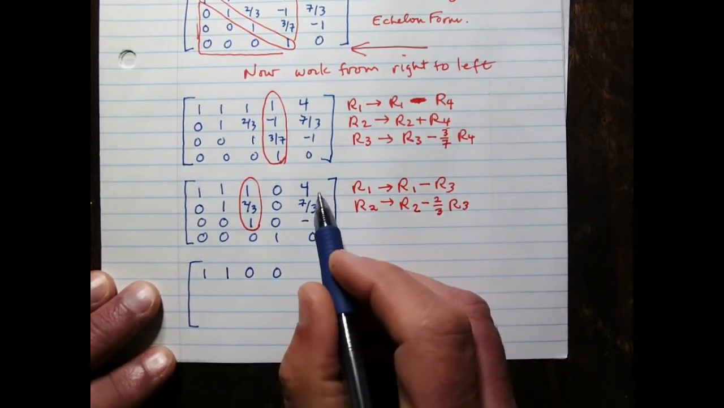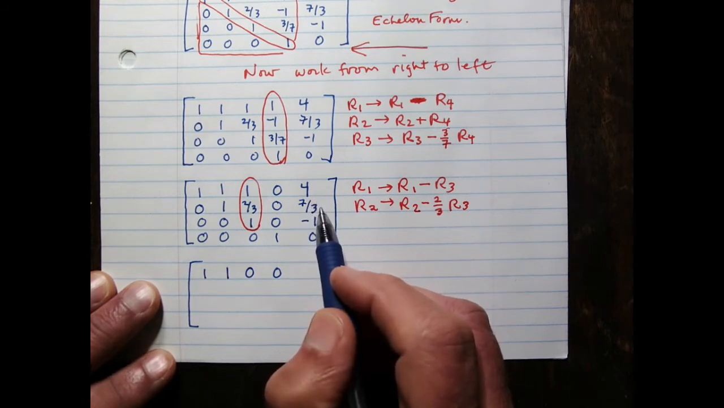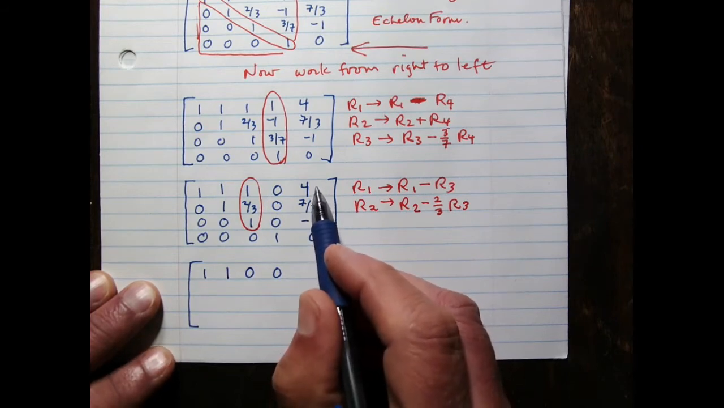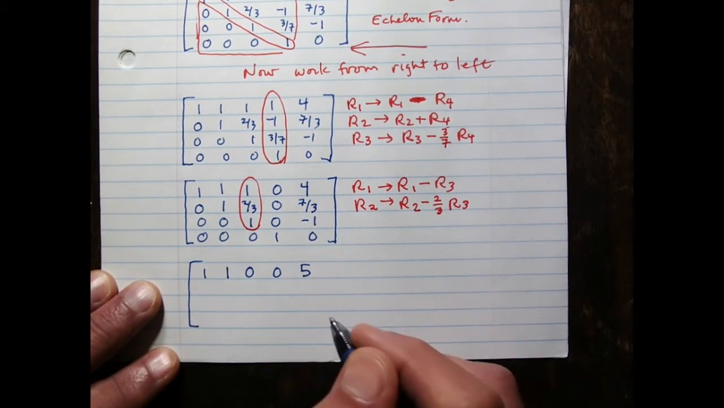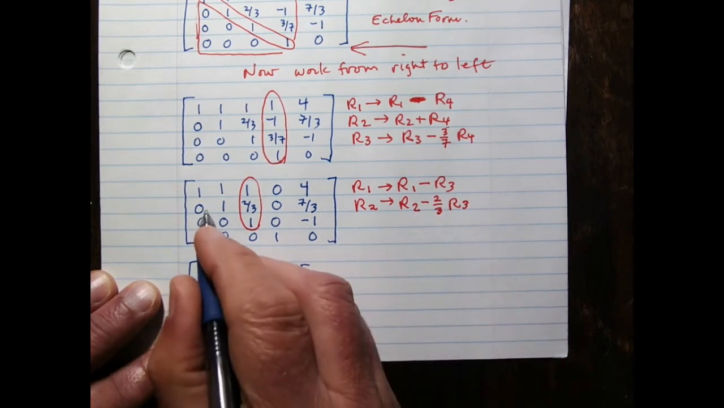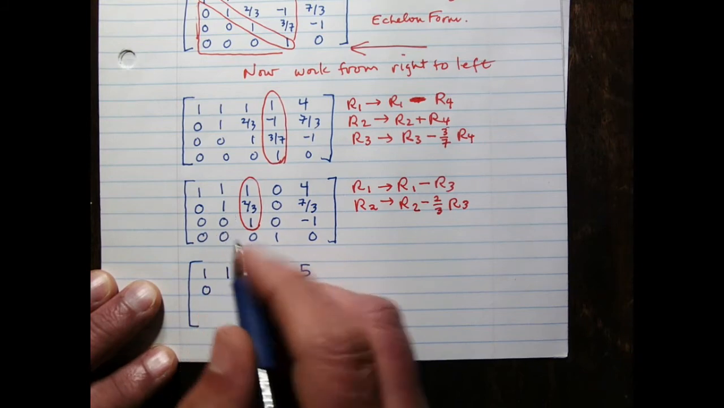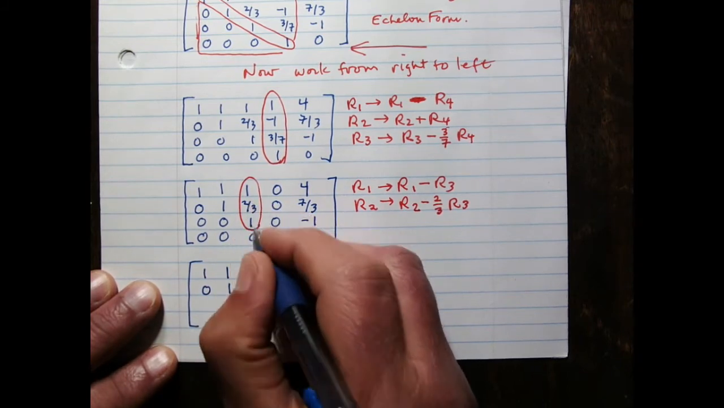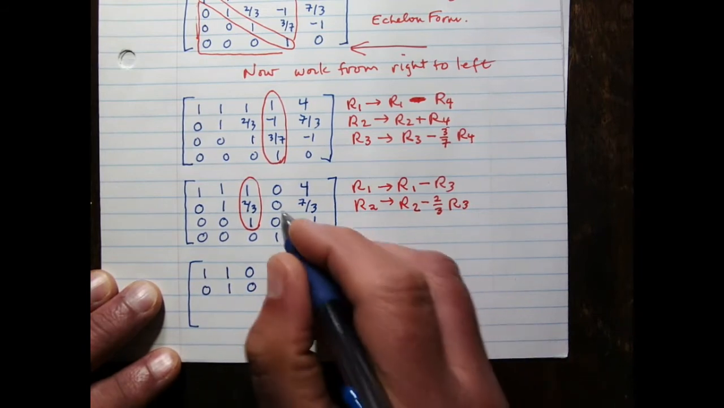Now, be careful, because there are some other changes occurring here. Row 1 minus row 3 is going to be 4 minus a negative 1, which is 4 plus 1, or 5. Now row 2 is minus 2/3 row 3. So 0 minus 2/3 times 0 is 0. 1 minus 2/3 times 0 is 1. 2/3 minus 2/3 times 1 is 2/3 minus 2/3, which is 0.